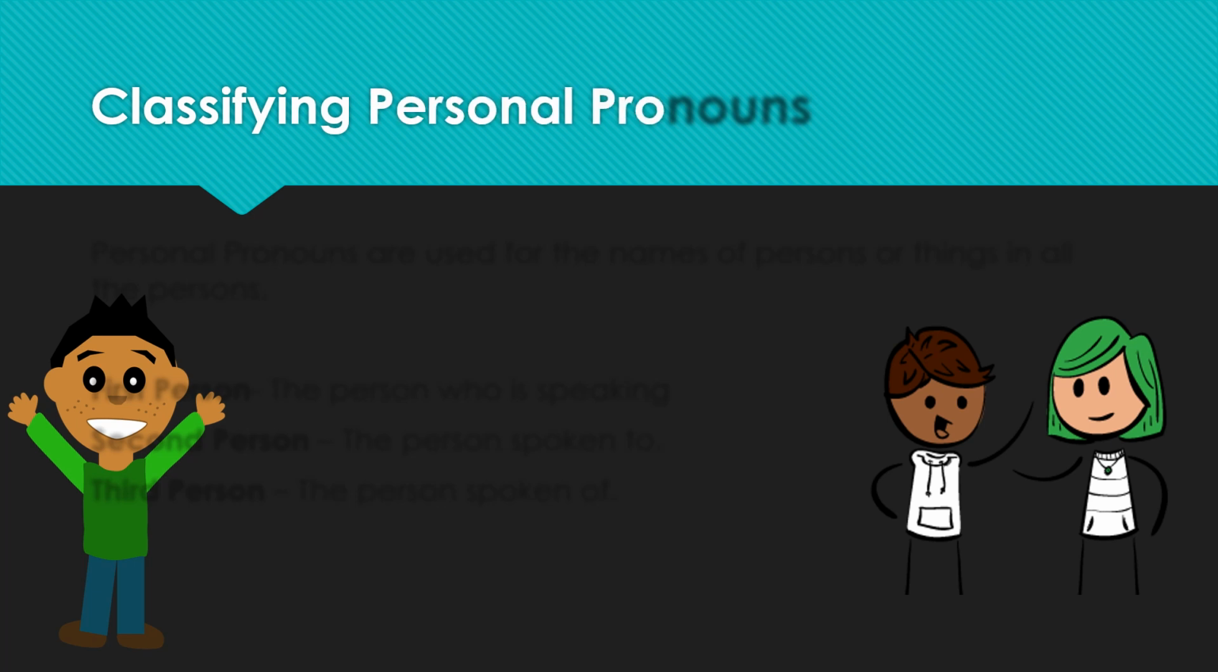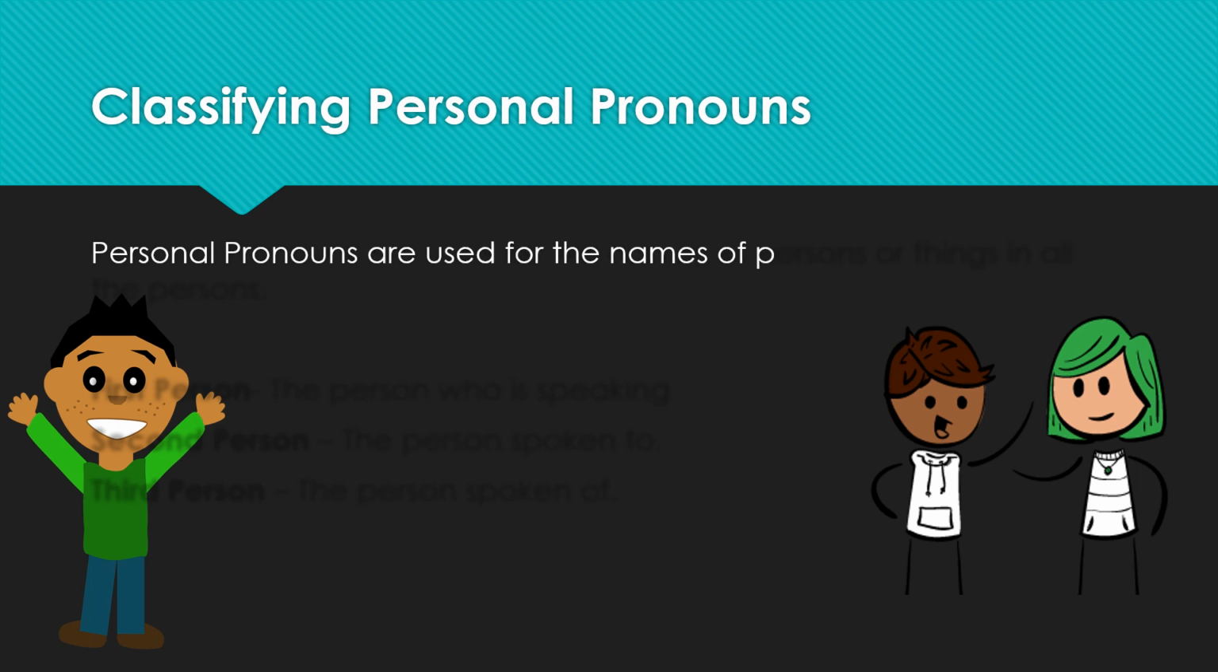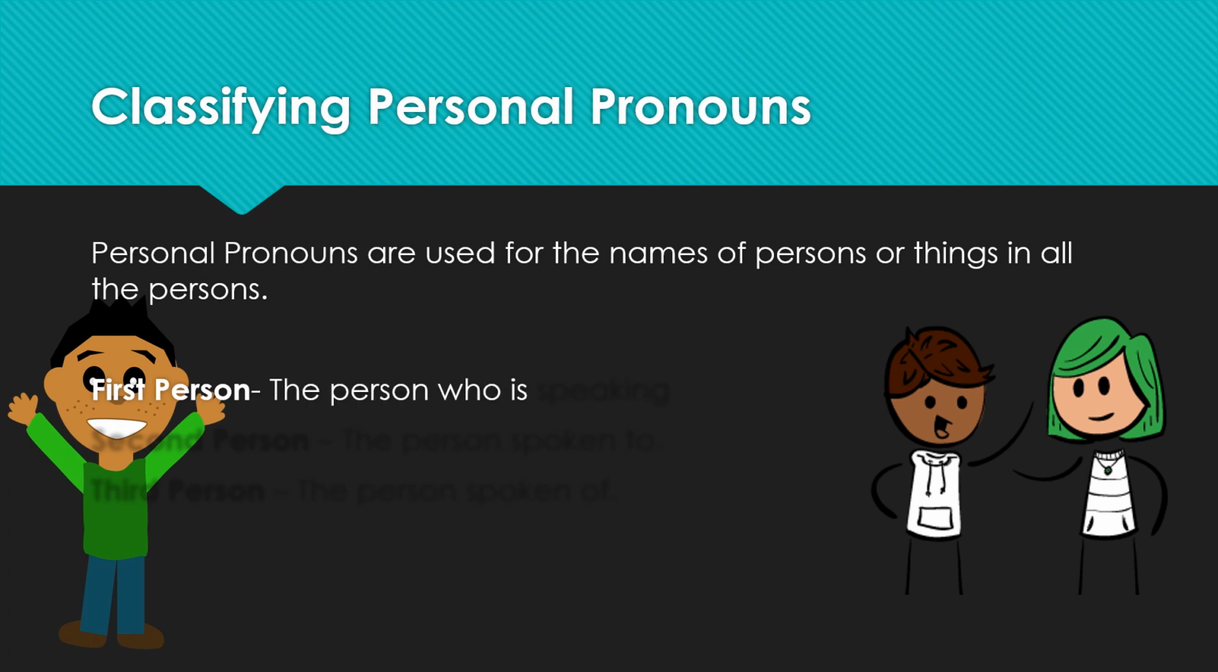Now there comes one more topic which we need to understand, which is classifying personal pronouns. We have seen personal pronouns which are used for a person's name. There is a classification of personal pronouns according to the person. Personal pronouns are used for the names of persons or things, and there are three persons. Three persons does not mean that there are particularly one, two, or three people. Let us see. There is the first person, then the second person, and then the third person.